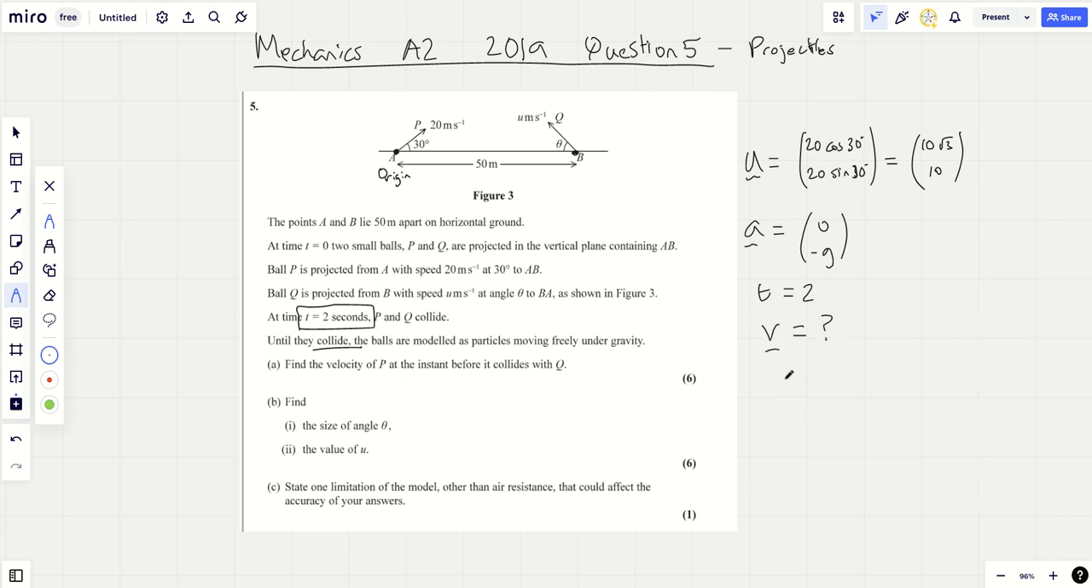So I'm going to use v equals u plus at. Now, you're going to need to work out the x component and the y component here, so why don't I just do this whole thing as a vector? Here's your u, 10 root 3, 10, plus a, which is 0, minus g, times t, which is 2. Then I can just work it out as one single column vector. And so we're going to have 10 root 3 for our x component, and 10 minus 2g for our y component.